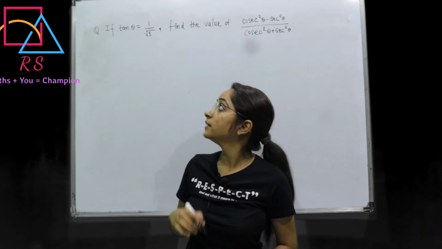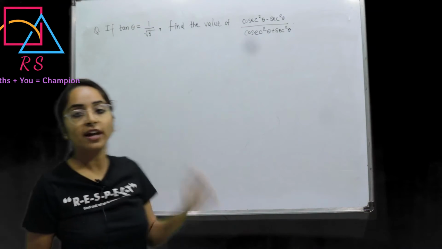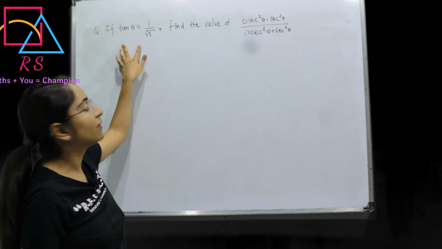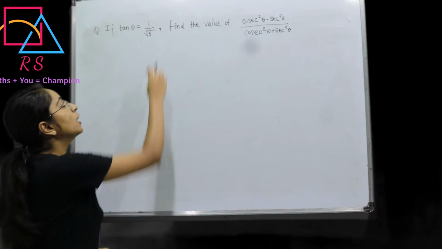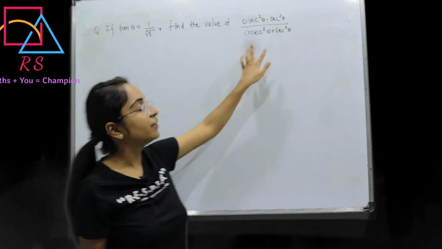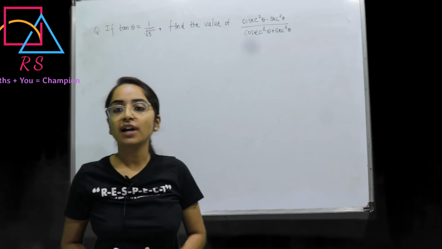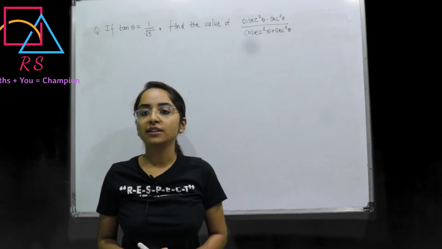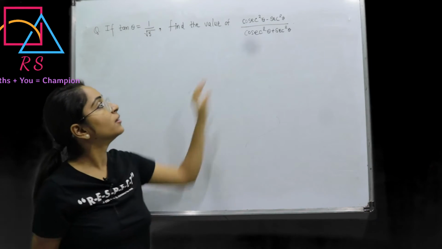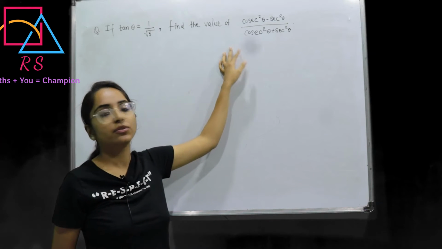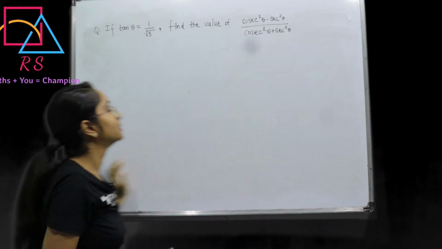So this is the next question, and here in this question let's see what values are given and what we need to find out. The value of tan theta is given as 1 upon root 5, and we have to find the value of this equation. So first of all I will write the given part and try to find the values which are there in the equation, and thus substitute those values and get the required result.